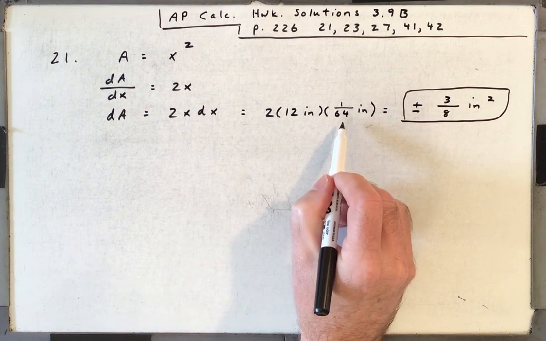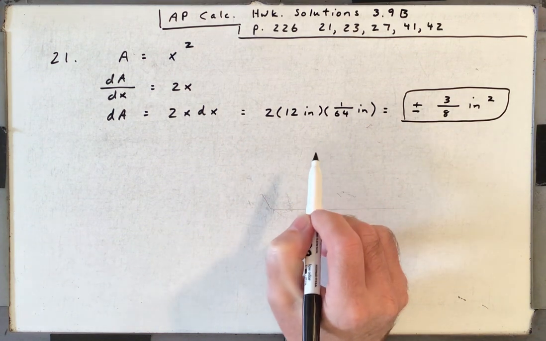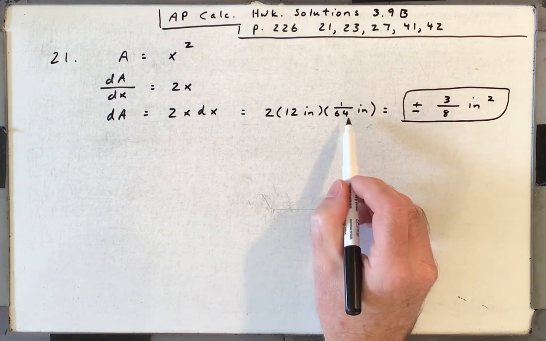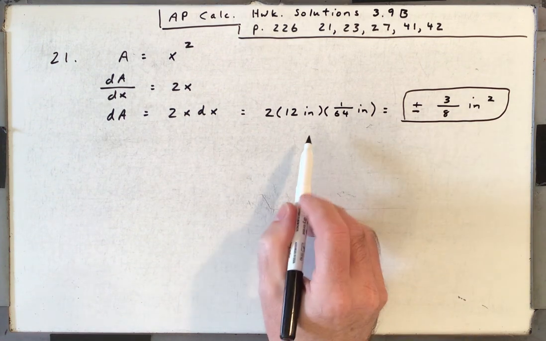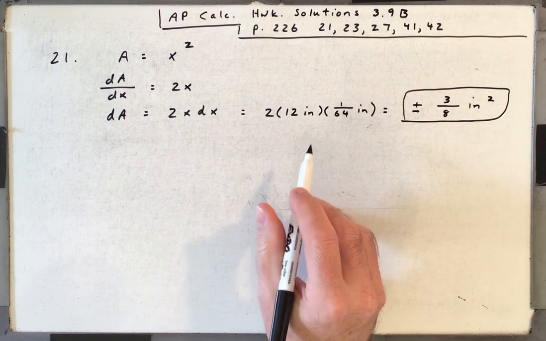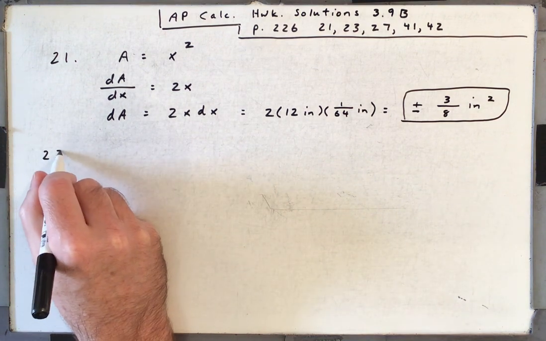including the measurement error of 1/64th of an inch, because the error is going to be greater since you end up squaring it. All right, that's 21. Let's do 23.